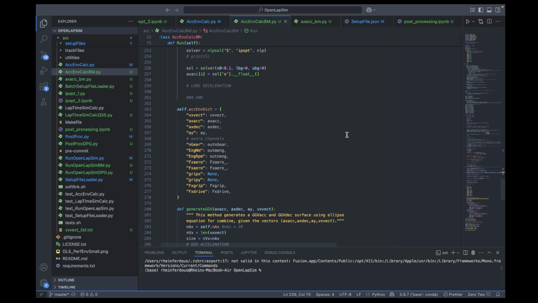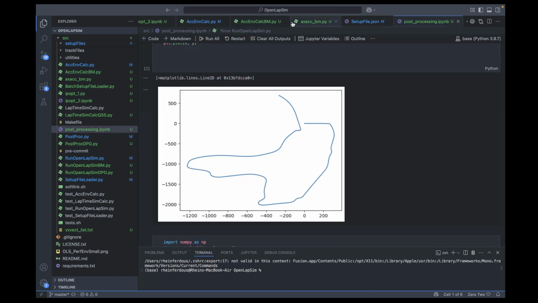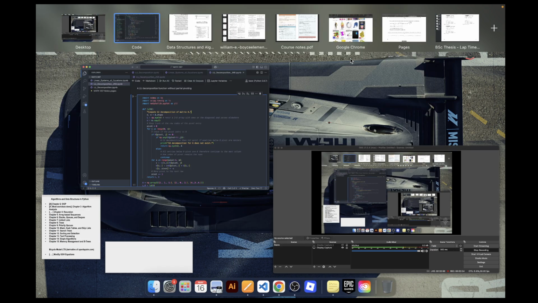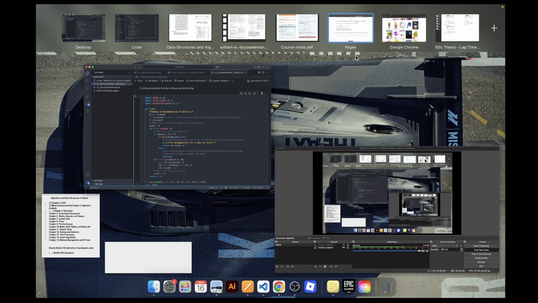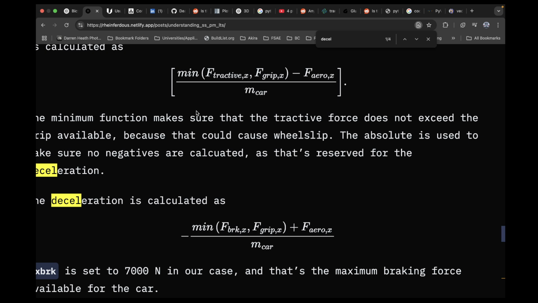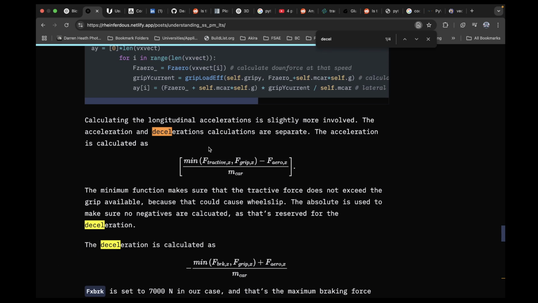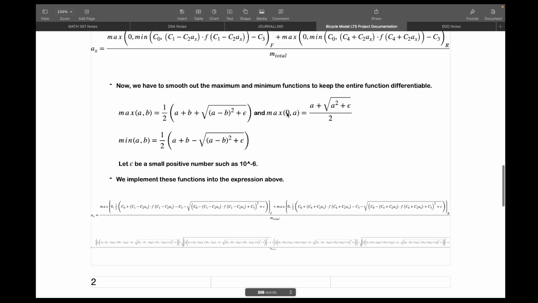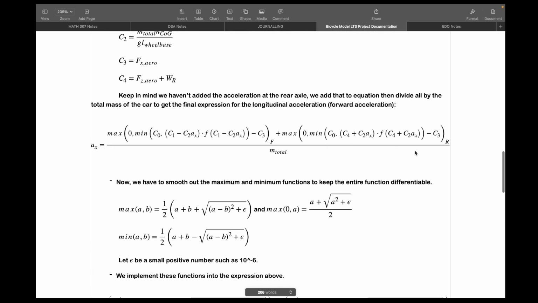So far, what we have done is we calculated the longitudinal acceleration with the bicycle model, and we have yet to calculate the longitudinal deceleration because that has a different equation. If we go to my site where I took notes on openlapsim, this is the equation for calculating the longitudinal acceleration of the car. Obviously, this is for point mass, but we extended this to the bicycle model right here, as you can see.